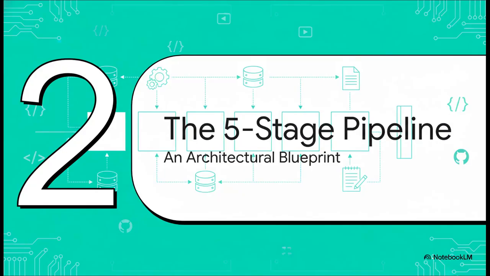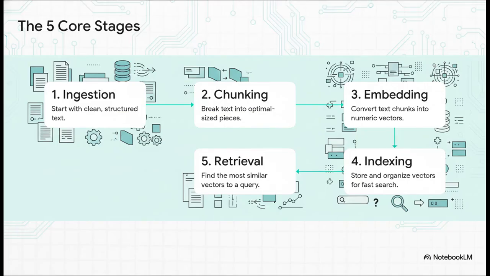Okay, so now that we get the what, let's talk about the how. This is the core of our whole session today, the 5-stage pipeline. I want you to think of this as the architectural blueprint for pretty much any serious vector search system out there. Doesn't matter what tools you use, these fundamental stages are always the same. And here they are, the 5 pillars: ingestion, chunking, embedding, indexing, and finally, retrieval. Seems simple on the surface, but getting each one of these right is absolutely critical. You mess one of them up and the whole system starts to fall apart. So let's break them down one by one.